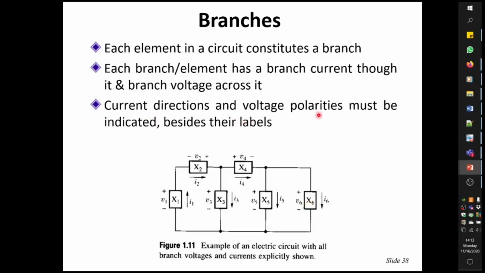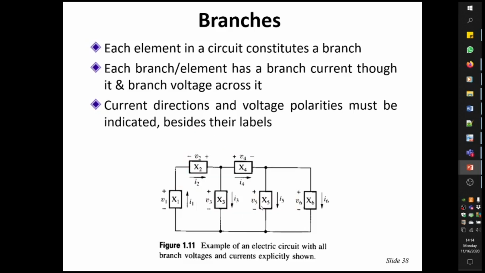Current directions and voltage polarities must be indicated besides their labels. Whenever you have a branch, for instance X2, you label the voltage V2 and the current I2. Whenever you label a voltage V2, you have to specify the polarity, plus minus. Plus could be here, minus could be here, or vice versa. Similarly, if you have a current I2, you have to specify the direction. You can say I2 in this direction or I2 in that direction.